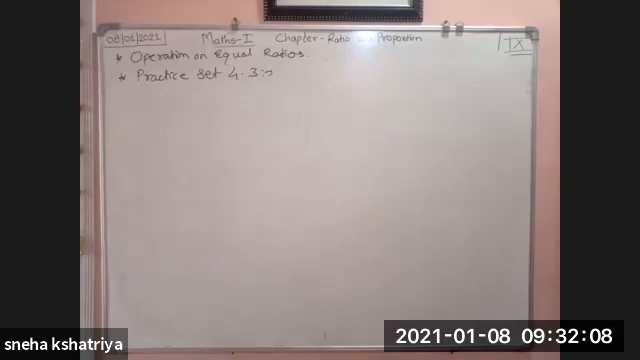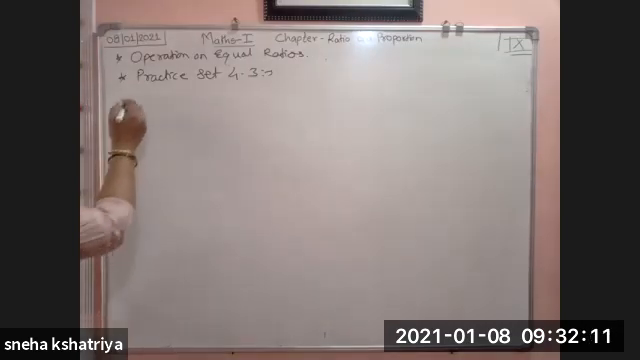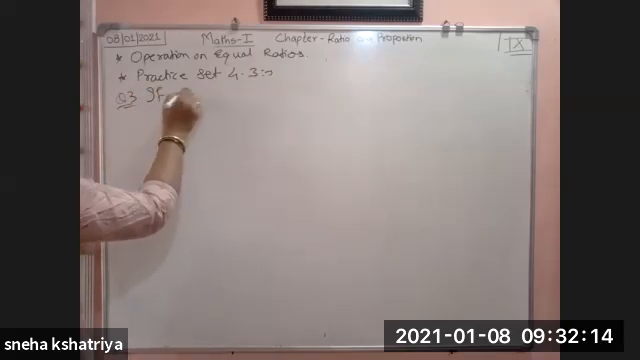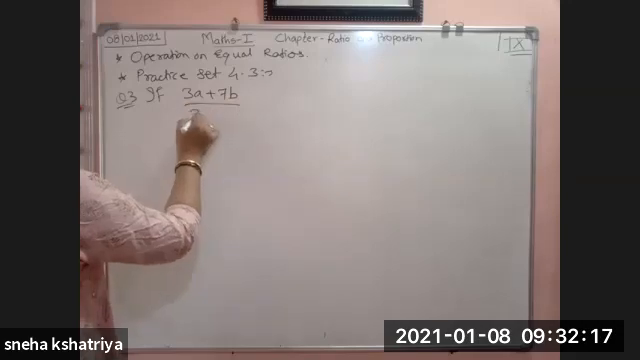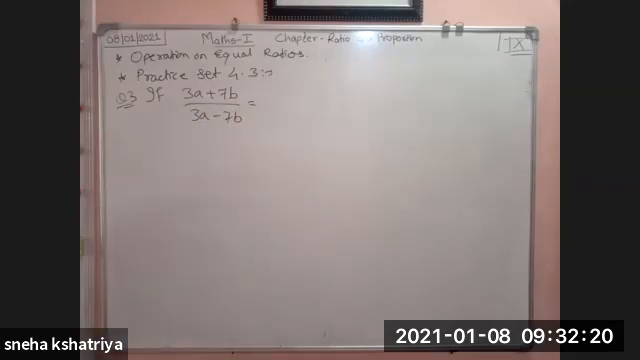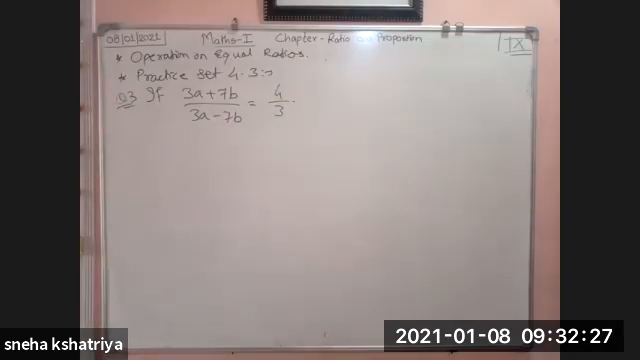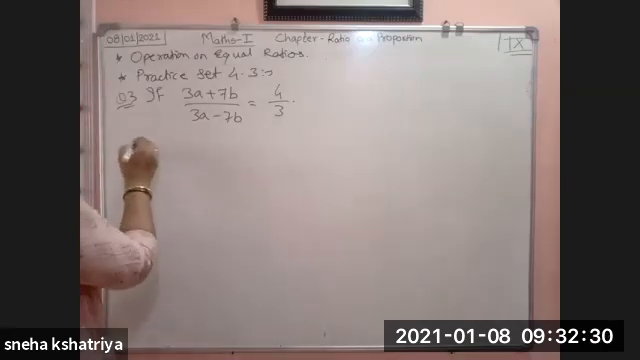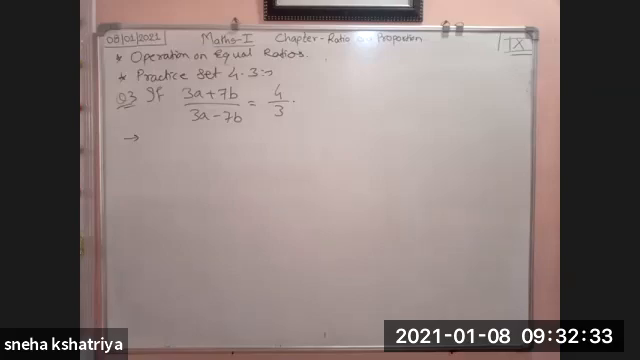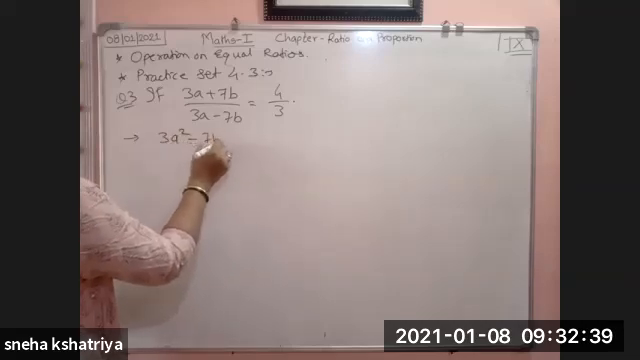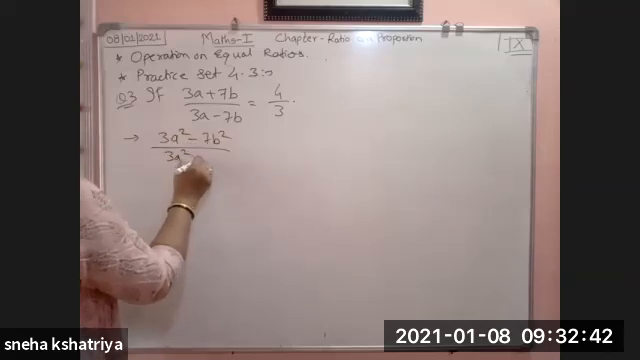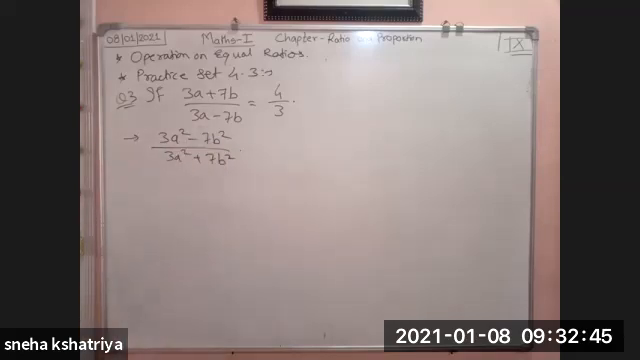We'll take question number 3. What is question number 3 given to us? If 3a plus 7b divided by 3a minus 7b is equal to 4 upon 3, then find the value of 3a square minus 7b square divided by 3a square plus 7b square. This value you have to find out.